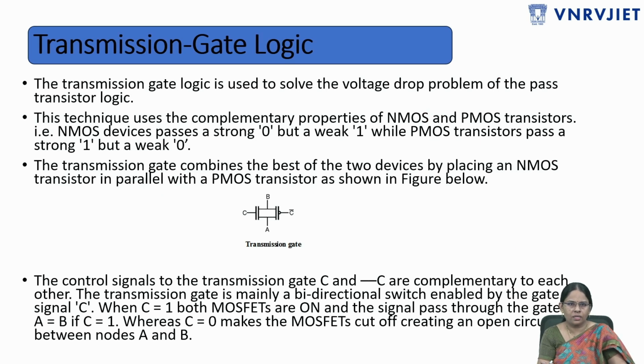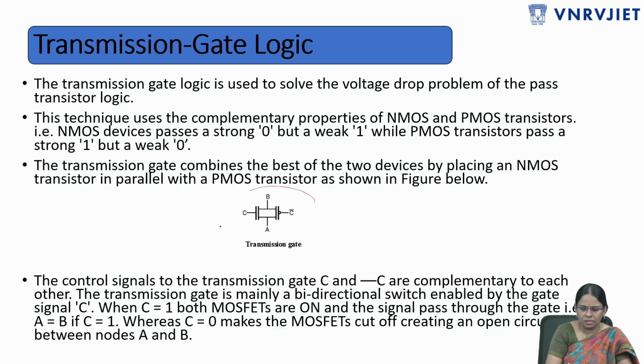So the next logic is the transmission gate logic. In the previous logics we have to compromise at weak 1 or weak 0. So if you are taking NMOS or PMOS, we have to compromise either of the logic levels. In order to overcome that problem, we are taking this transmission gate. This transmission gate is the combination of PMOS as well as NMOS. But unlike CMOS logic, where PMOS and NMOS are connected in series, here both are connected in parallel.